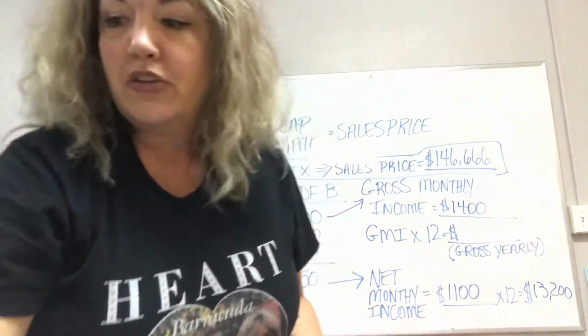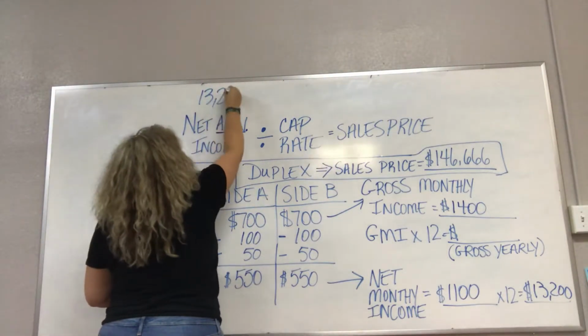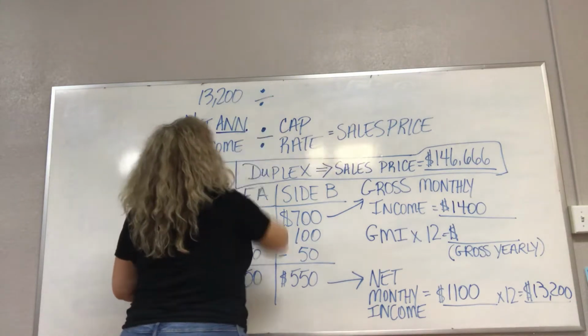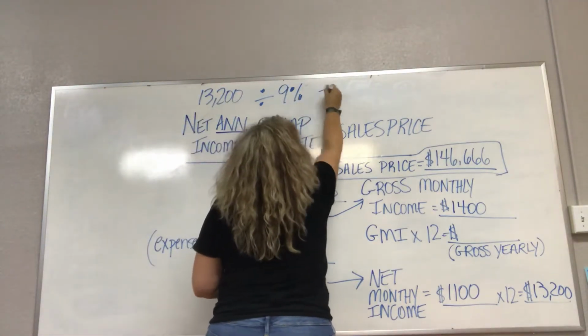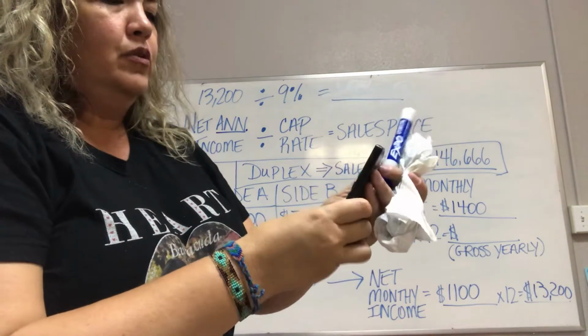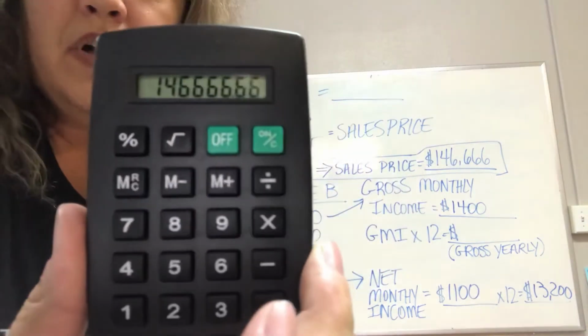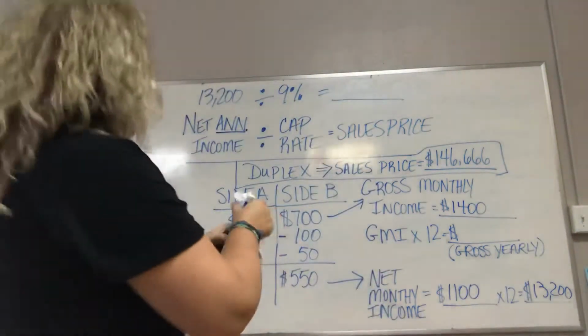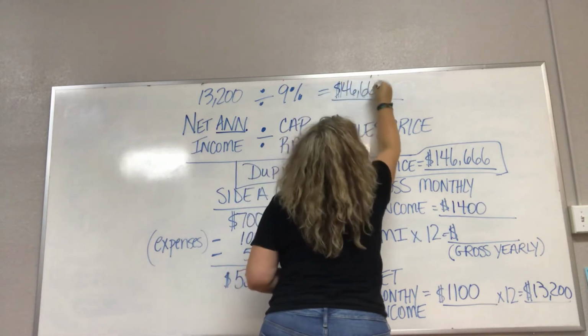So let's try it just to make sure it works. So we already knew that our net annual income was 13.2. Now they give us the cap rate and they said it's a 9% cap rate. Same problem. Now we have to solve for the sales price. Let's just make sure it works. All right, $13,200 divided by 9%, $146,666 sales price. You solve for cap rate and you use the cap rate to solve for sales price. Great job.